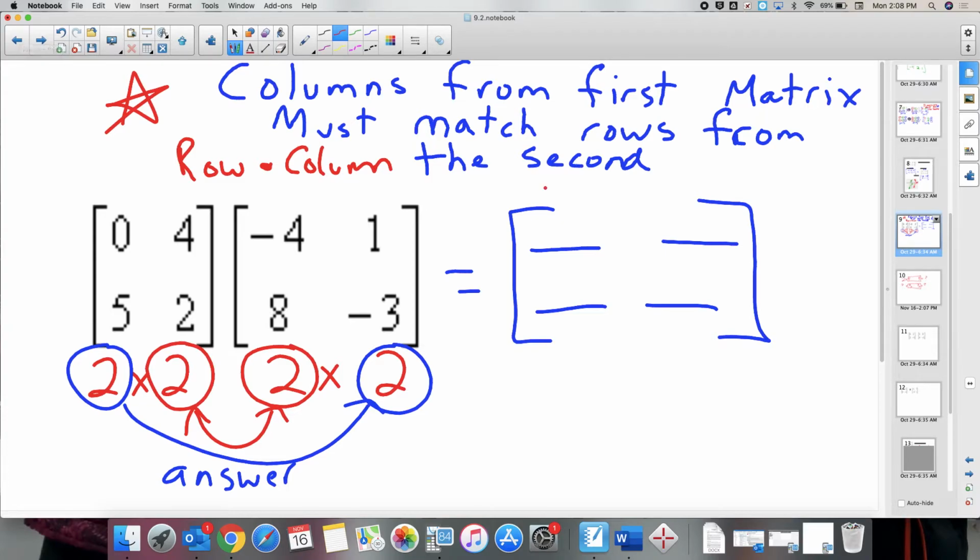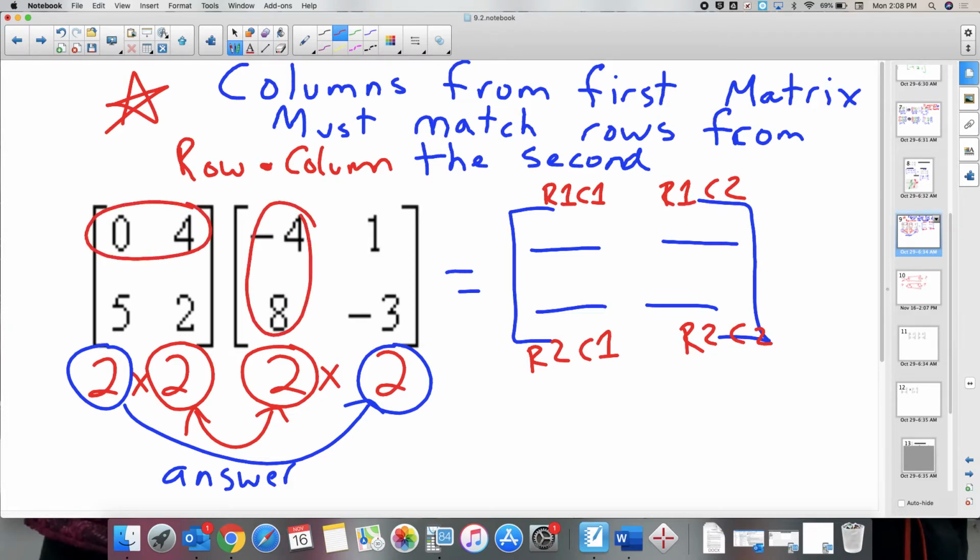So what we mean by that, this is row 1, column 1. This is row 1, column 2. This is row 2, column 1. This is row 2, column 2. And that tells you what pieces you need to multiply. Let's start in the top left. I need to take row 1 times column 1. I have 2 values times 2 values. We do the first times the first, and we get 0. We do the second times the second, and we get a positive 32. So we have 0 plus 32, which is 32 for the top left.